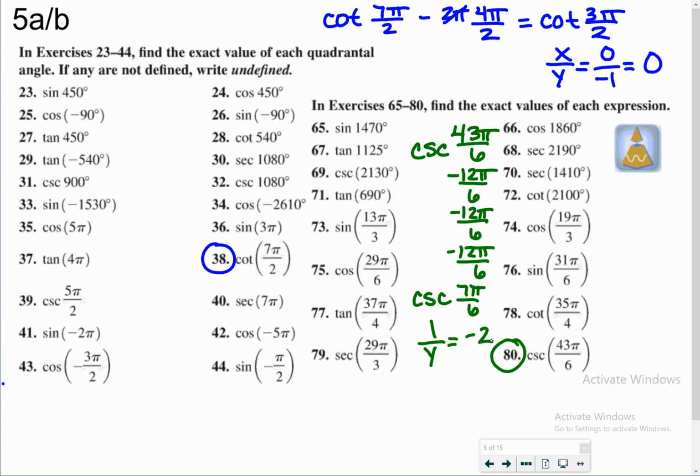I like when we have more than a minute to work. Okay, so the first 2 for number 5 are just straightforward unit circle questions.